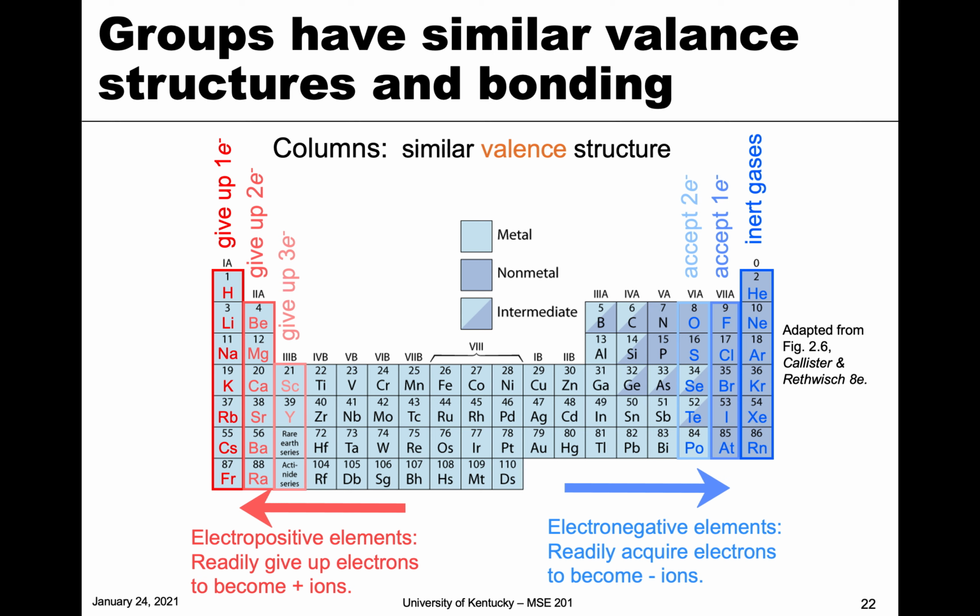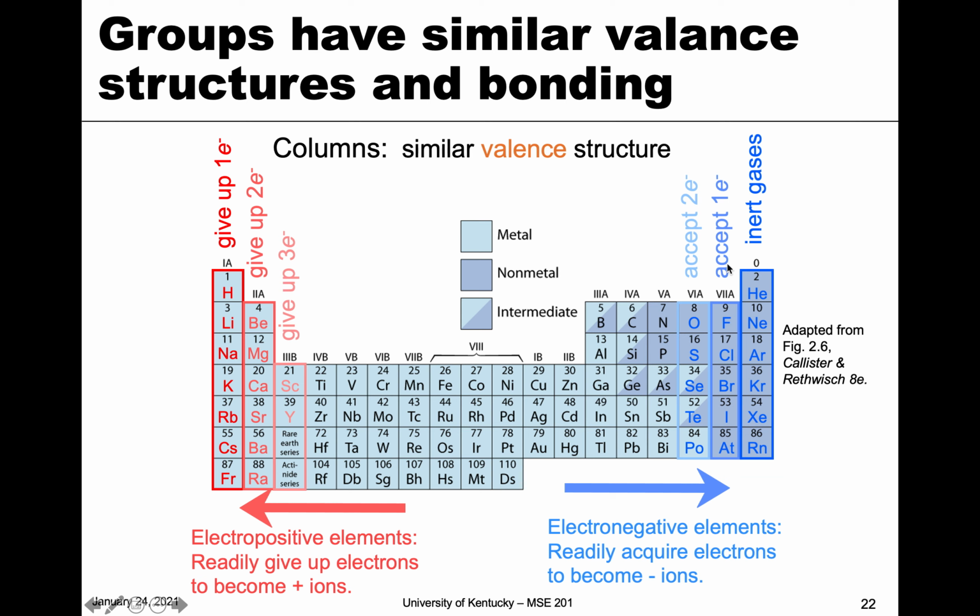Okay, so like I mentioned at the beginning, columns or groups have similar valence structures. And therefore, if they have similar valence structures, they're going to bond in similar ways. I showed you this one before, where this column or group refers to the inert gases. They tend to be inert and not interact with others, and so they tend to be fine on their own.